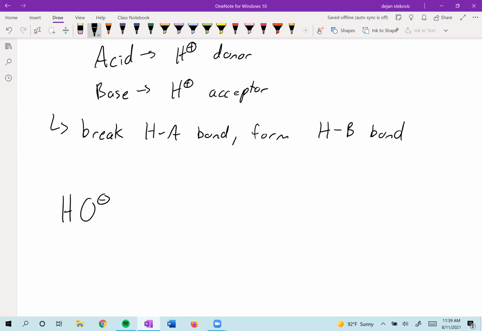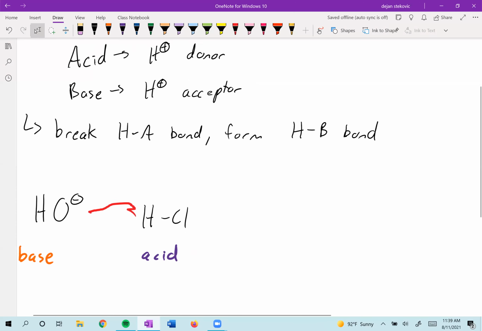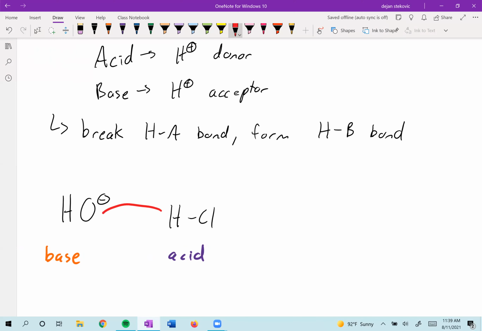So here we have hydroxide interacting with HCl, hydrochloric acid. So hydroxide is obviously the base, and hydrochloric acid is obviously the acid. And what a lot of students will do, they'll think, oh, this H+ right here, it's going to go onto the hydroxide. So I'll just draw an arrow of this H going onto the hydroxide, right? But if you think about that hydrogen right there, there are no electrons, so that cannot be the mechanism, right? Do not do that.